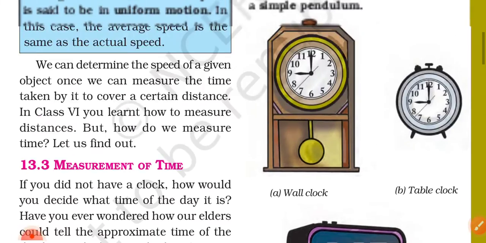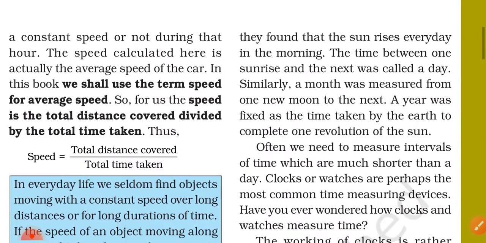For example, they found that the sun rises every day in the morning. The time between one sunrise and the next was called a day. Similarly, a month was measured from one new moon to the next. A year was fixed as the time taken by the earth to complete one revolution of the sun.